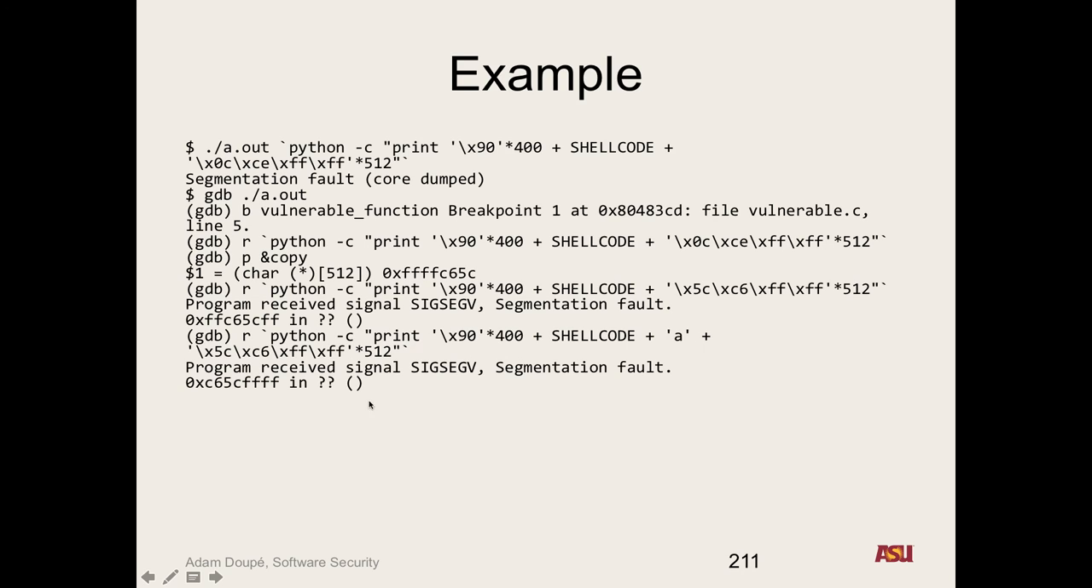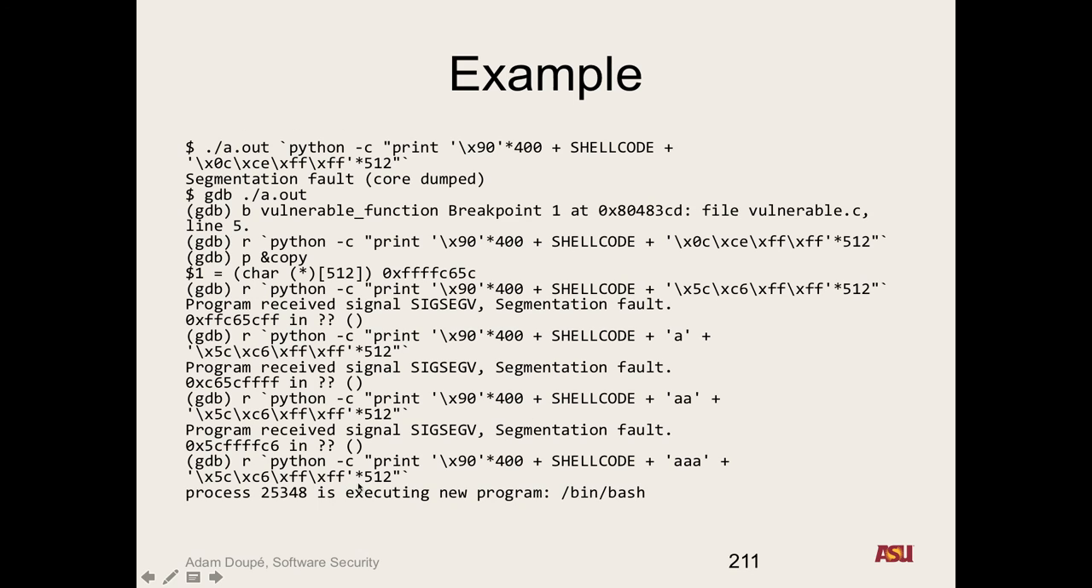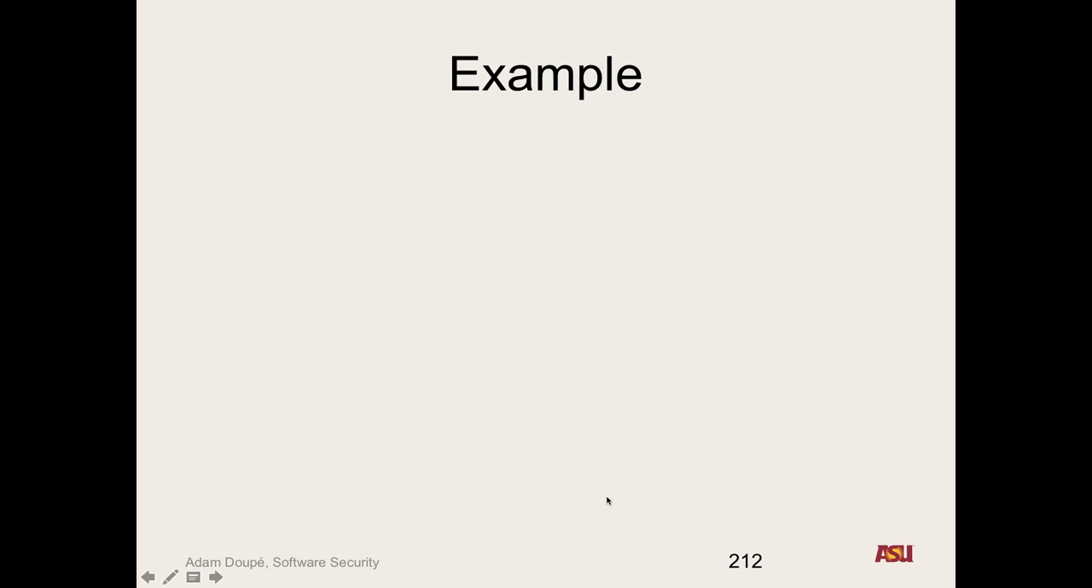I would see it received a seg fault, but we can see it actually is receiving a different address. Do it again with 2 As, we'll see it almost got there. And then finally, we can do it with another 1, and we can see that this process is executing a new program, bin bash, which is exactly what we wanted to do. Then I gotta finish this, so let's just run through here.